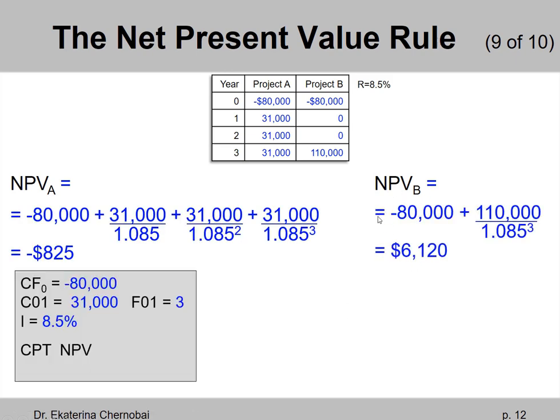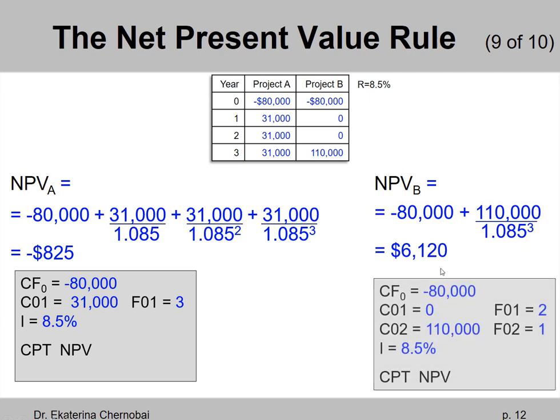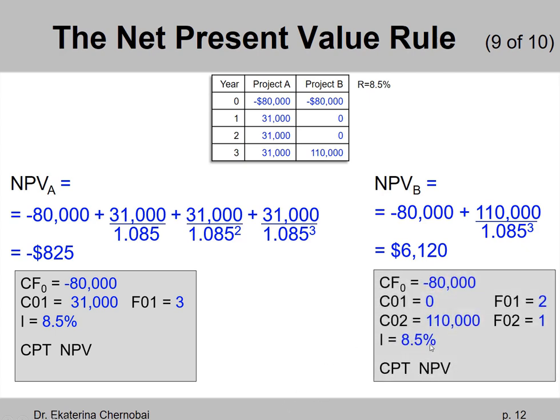For project B, we have negative $80,000, and then the only cash flow that we receive in the future is $110,000 at the end of the third year. So we add it and we divide $110,000 by 1.085 to the third power. So we have discounted it back by 3 years. The answer we get is $6,120. And of course, again, we can use the financial calculator.